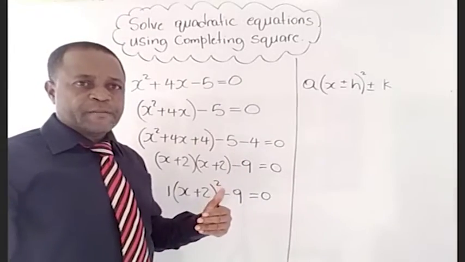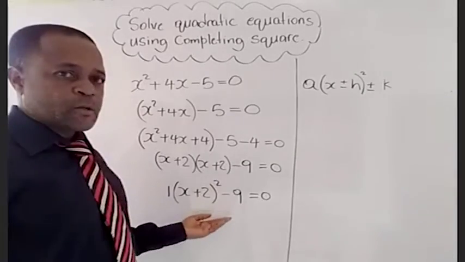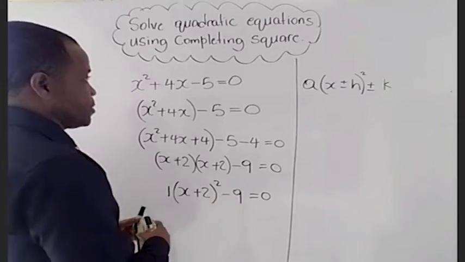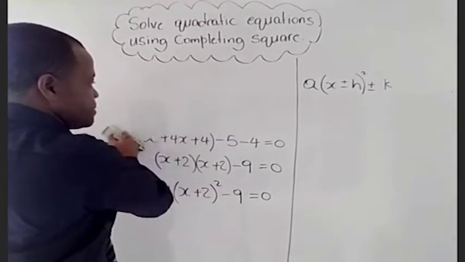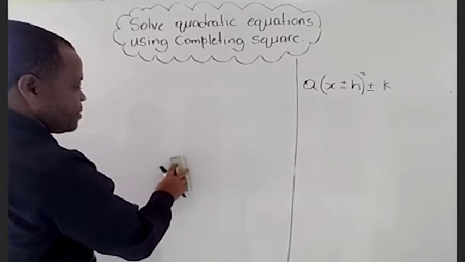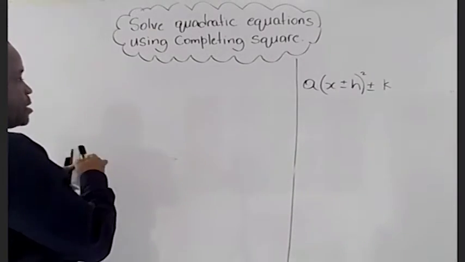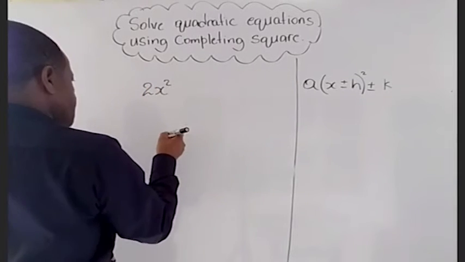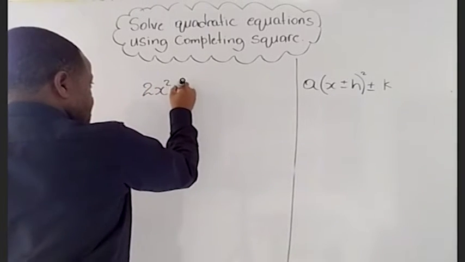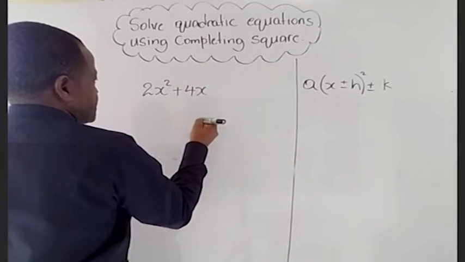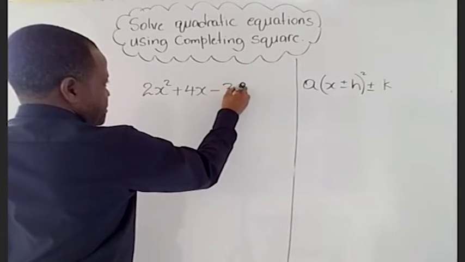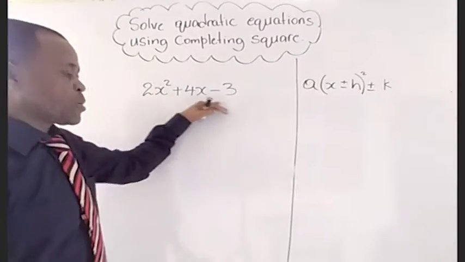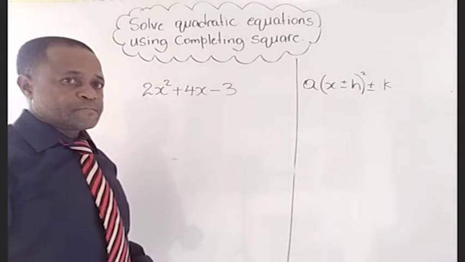We're going to complete the square for that one, and then after which we can come back here and solve this equation. So let me get rid of this part. We get back there. Don't worry yourself about it. Let's say we have 2x squared plus 4x minus 3. Now you're asked to complete the square for this.